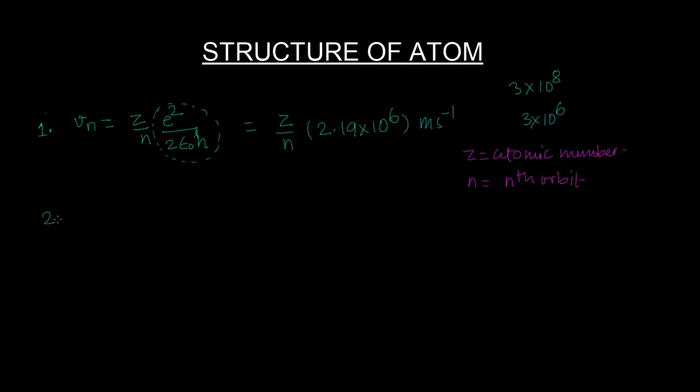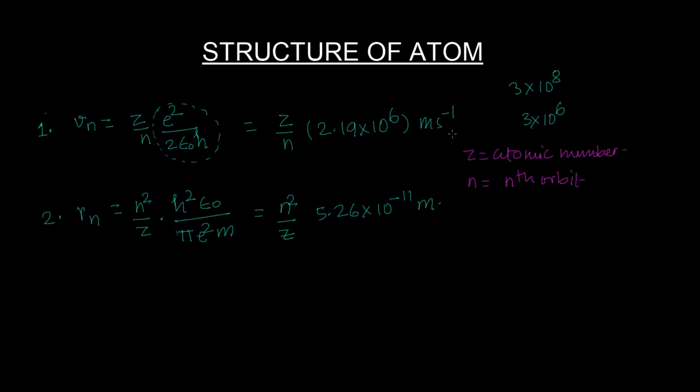The second in line is Rn. What is Rn? The formula for Rn is n square upon Z into h square into epsilon naught upon pi e square m, correct? Here too we can calculate all this and leave it. So it is n square upon Z, and that multiplied by this comes out to be 5.26 into 10 to the power minus 11 meters.